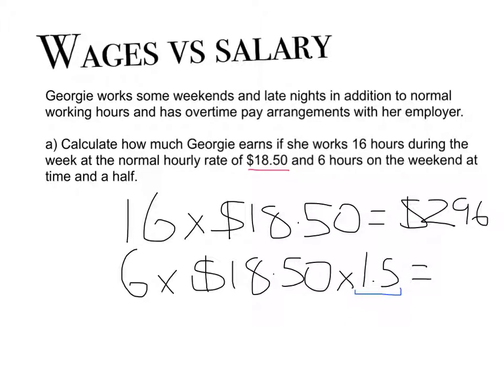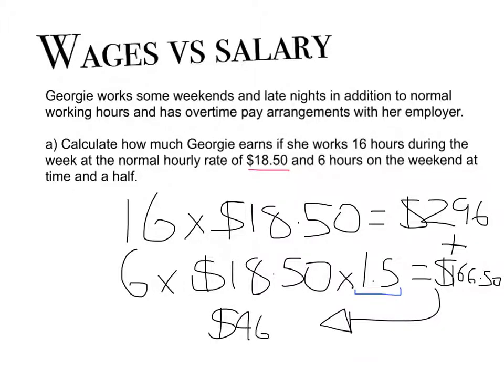That will give me a total of $166.50. So altogether, her normal rate she earns $296, time and a half she earns $166.50. So if we add those two together down here, we will come out with an answer of $462.50. All you have to do here, guys, is read the question. 16 hours at the normal rate, 6 hours at time and a half. Multiply it by that 1.5, combine the earnings, you're done.